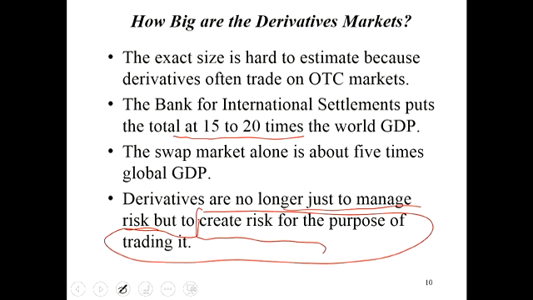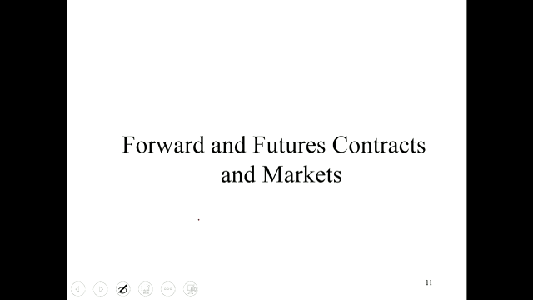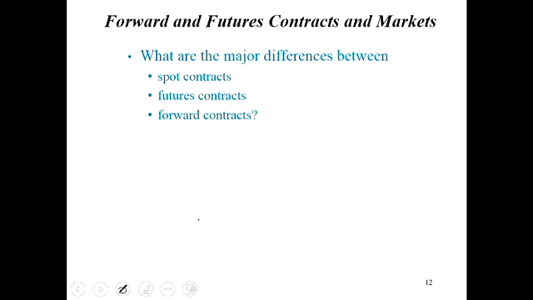Okay, so that's all by way of introduction. Hopefully you found it interesting. So now we're going to move to the first pair of derivatives, the forward and futures. They're very similar, but there are some subtle differences between them. So let's start off. What are the major differences between the spot market, futures market, and forward market?